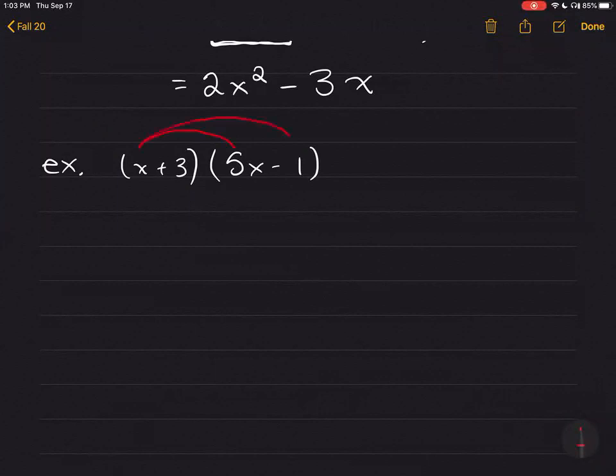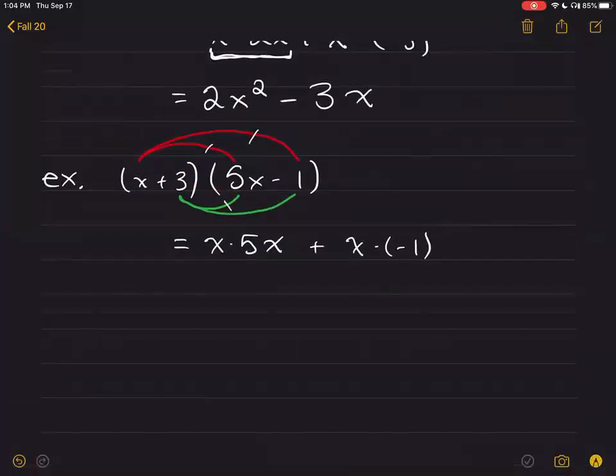So the x goes to both of those, but then you also need to distribute this 3 to both of them. And the way that works is, this first red line, the shorter one right here, we get x times 5x. And then the second red line here becomes x times negative 1. This first shorter green one right here becomes plus 3 times 5x. And then this green line here becomes plus 3 times negative 1.